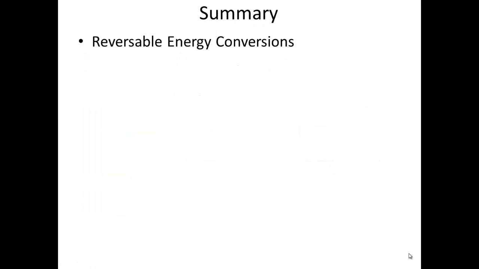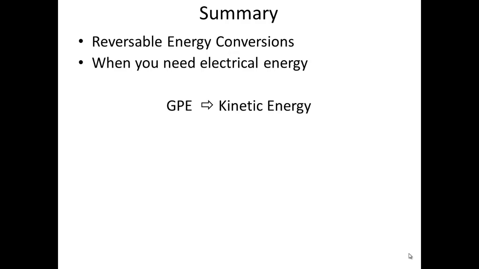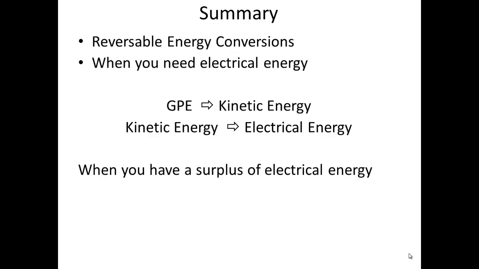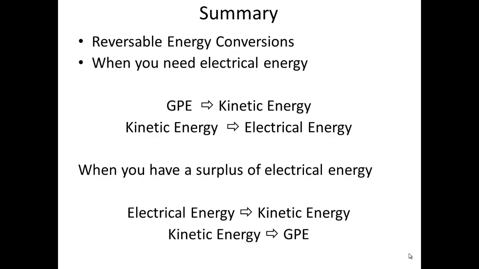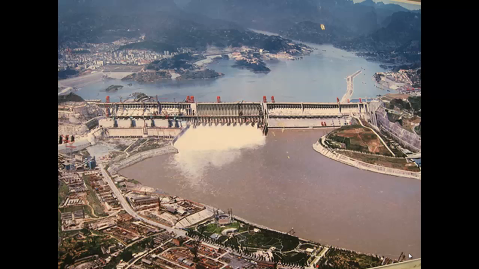So the summary. In a pump storage system, we have reversible energy conversions. When you need electrical energy, gravitational potential energy turns into kinetic energy. Then this kinetic energy turns the turbines, and you get electrical energy out. When you have a surplus of electrical energy, you do the same thing in reverse. The electrical energy that you have turns into kinetic energy as the water is pushed uphill, and that's turned into gravitational potential energy again.